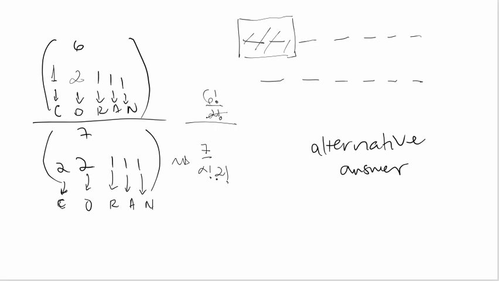This goes away, and your answer is this 6 factorial over 7 factorial there. Oops, sorry, so this gets out of the way, and this is 2 factorial, which is the same answer that we had before.